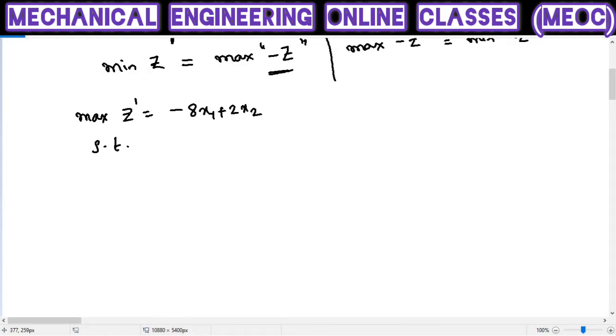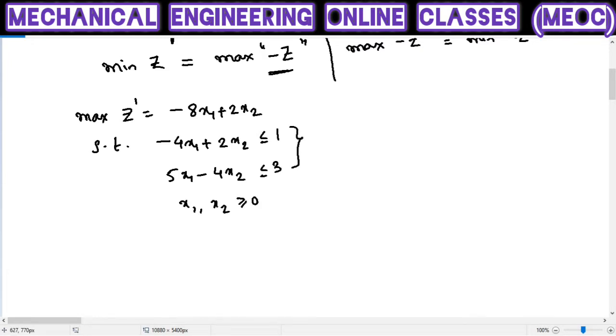These: minus 4x1 plus 2x2 is less than or equal to 1, 5x1 minus 4x2 is less than or equal to 3, where x1 and x2 are greater than or equal to 0. These are the constraints. This is a non-negativity restriction. Now we shall write the given problem in standard form.